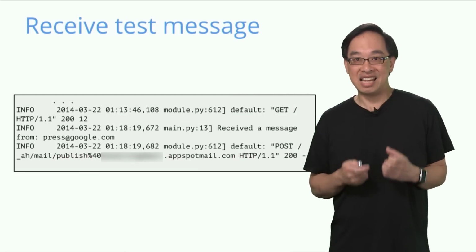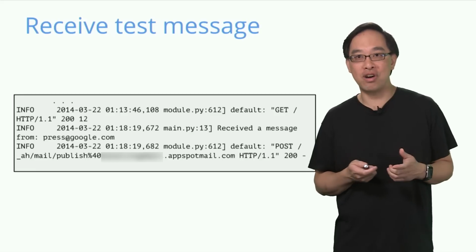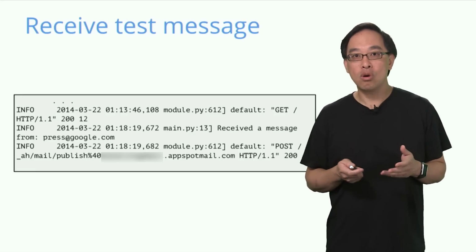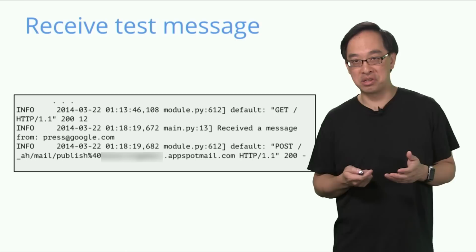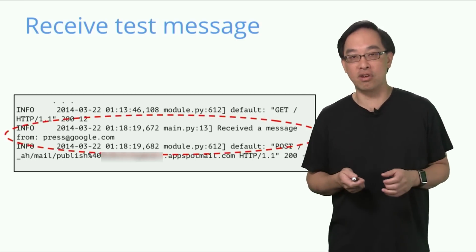Once you click send and see request succeeded message, check your logs and verify that your handler was called. Click the logs button in the launcher or check out the command line output sent to the console. You should see received a message from whatever fake sender address you used.